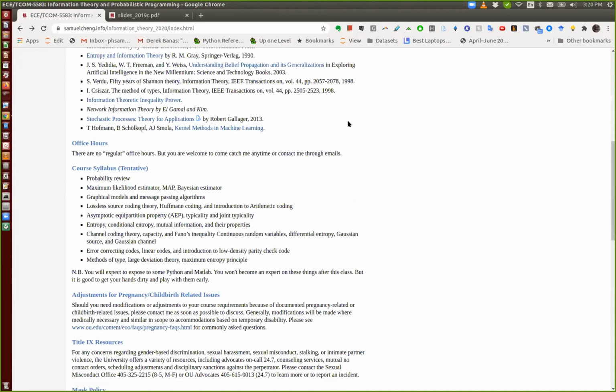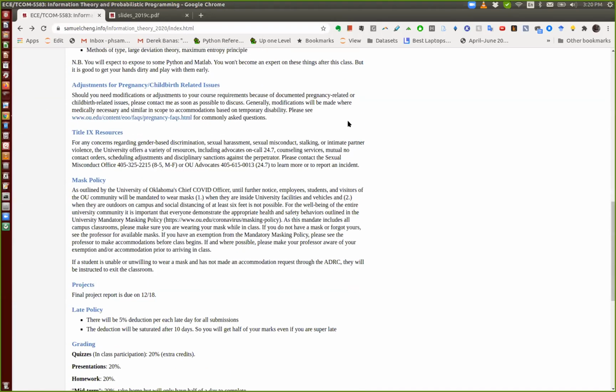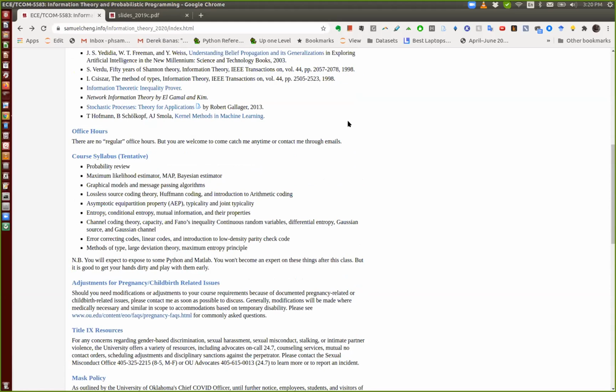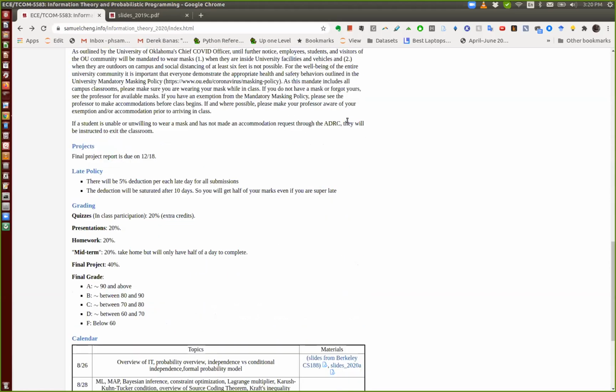So this is about the logistical things. I guess I more or less covered all the logistics. And of course, we have a midterm. It won't count that much.